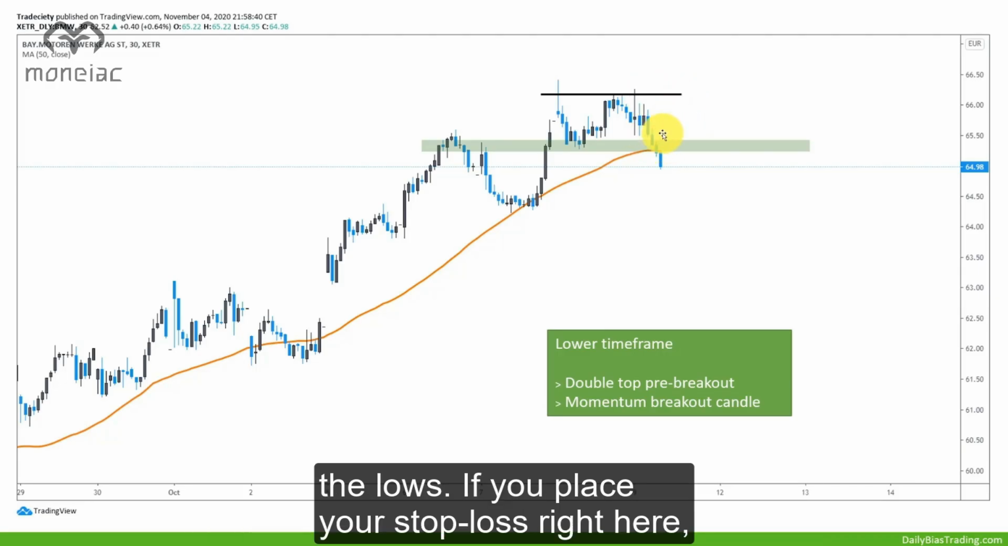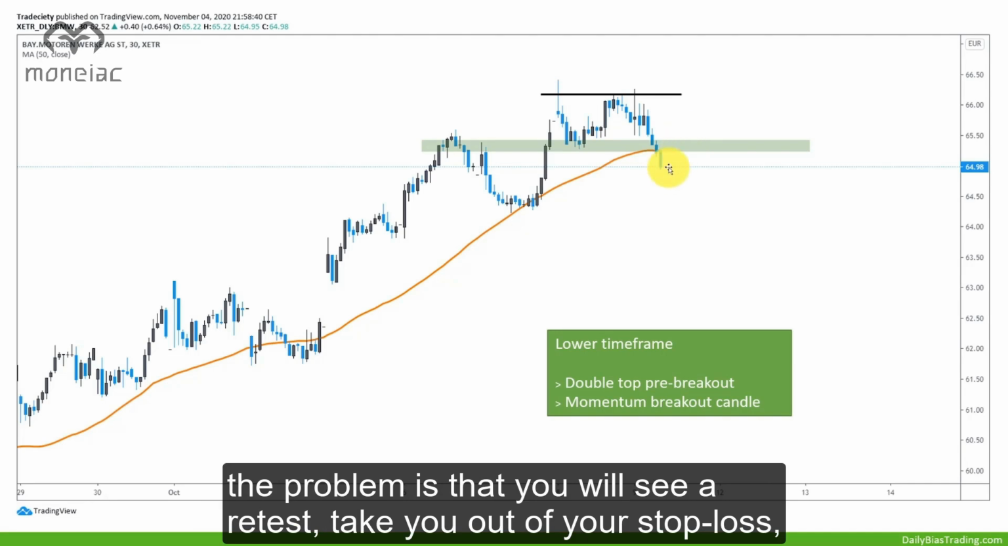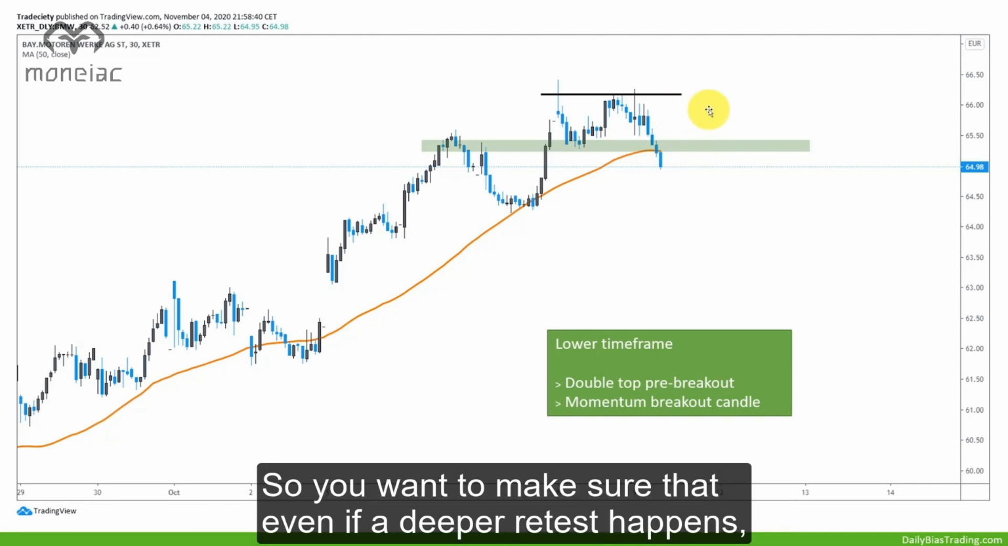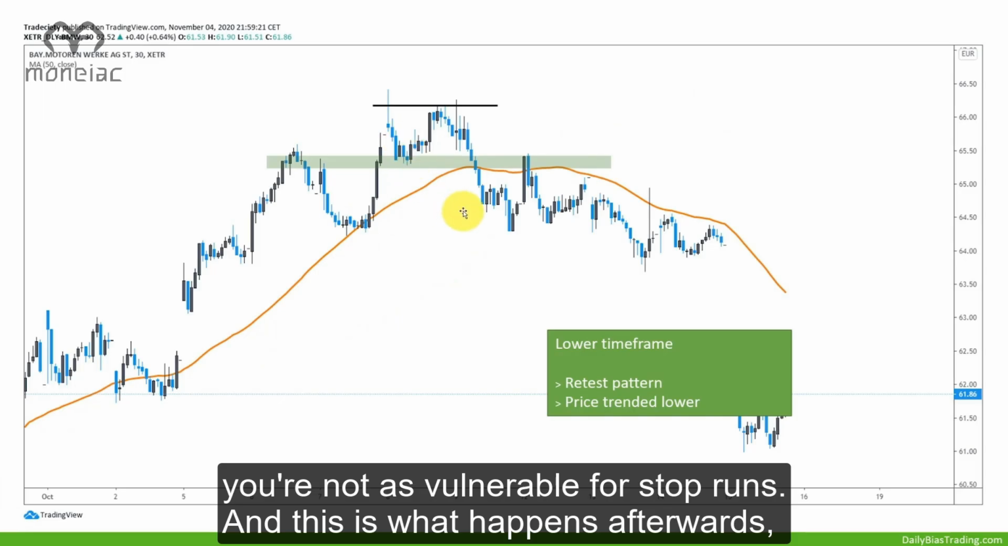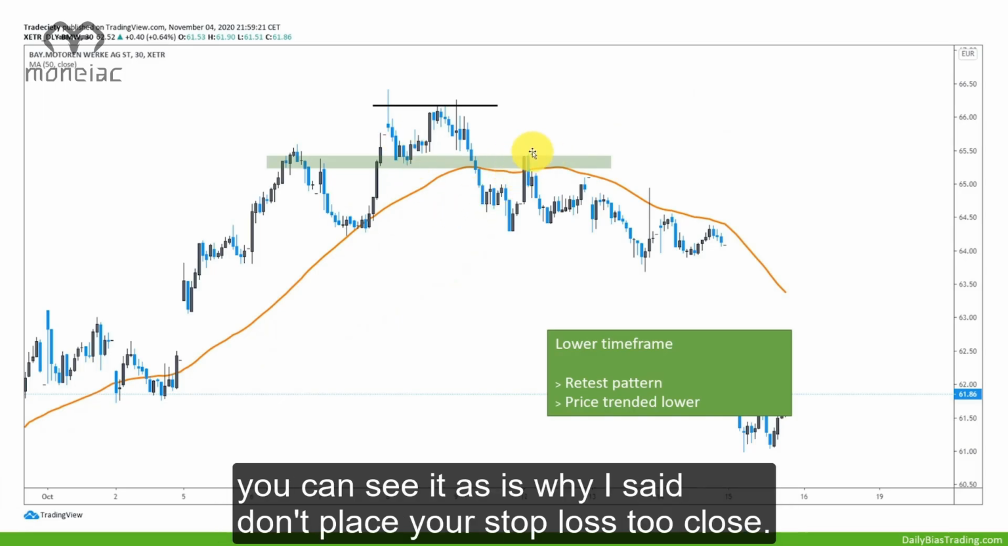If you place your stop loss right here, the problem is that you will often see a retest take you out of your stop loss. That's not really good. So you want to make sure that even if a deeper retest happens, you're not as vulnerable to stop runs. And this is what happens afterwards. You can see that is why I said don't place your stop loss too close.